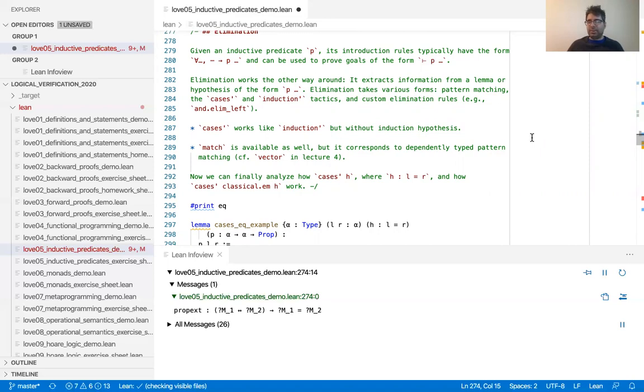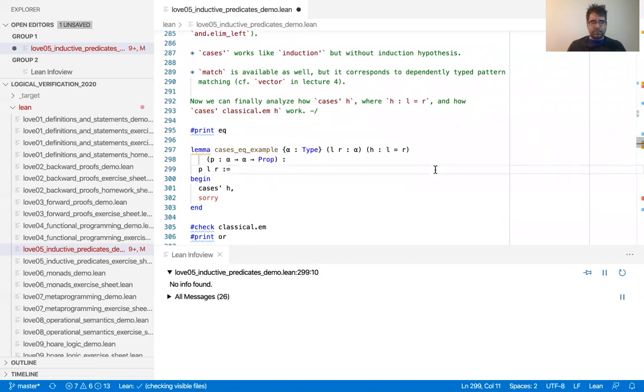And we've seen that already for, I think it was for or, to extract information from a disjunction, which was an inductive predicate. So in some sense, we're just seeing things that we've already seen, but then we can look at them with this additional knowledge that we have now of inductive predicates.